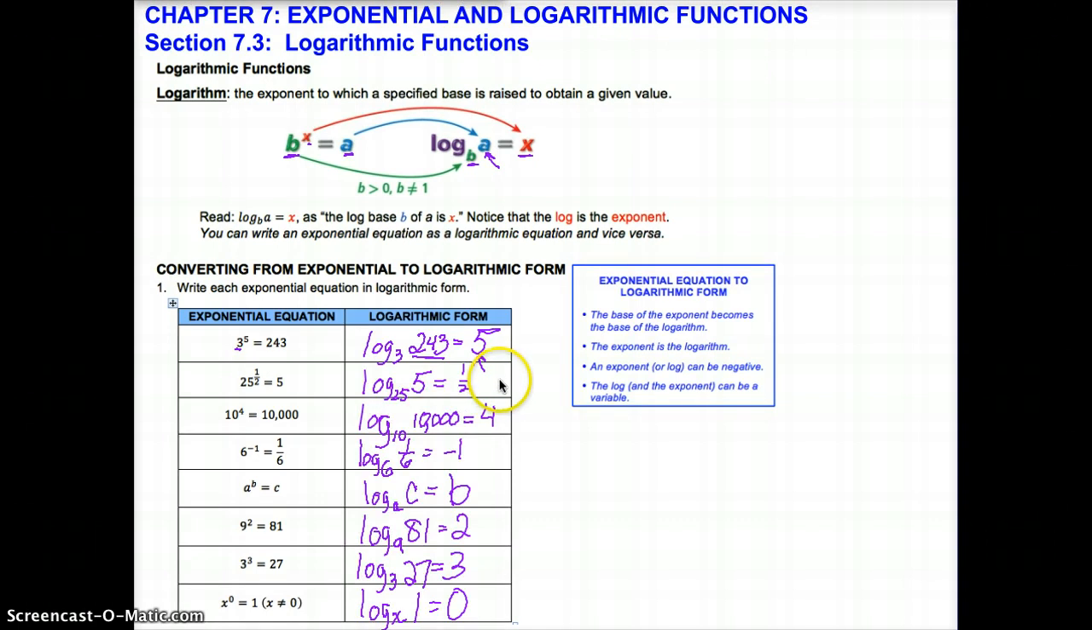So if we take a look at these next problems, here we're saying that 1/2 is the exponent that 25 needs to be raised to in order to get 5. 4 is the exponent that 10 has to be raised to to get 10,000. 6 raised to the -1 power gives 1 over 6. A raised to the B power gives us C. 9 raised to the 2nd power gives us 81. 3 raised to the 3rd power gives us 27. And then, X raised to the 0 power gives us 1. So, as we know, any number raised to the 0 power other than 0 will give us 1.